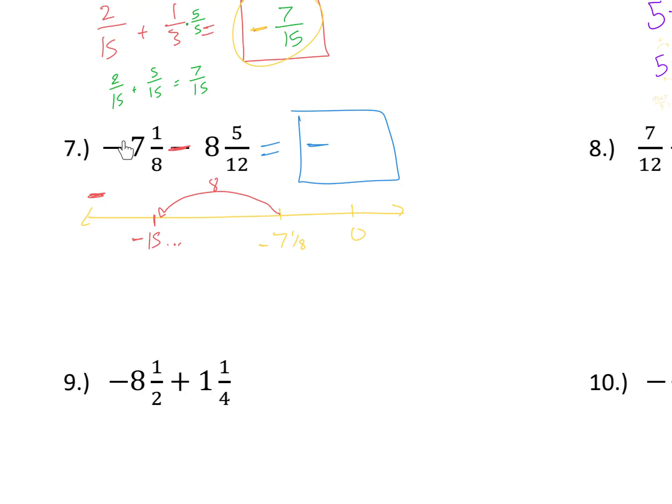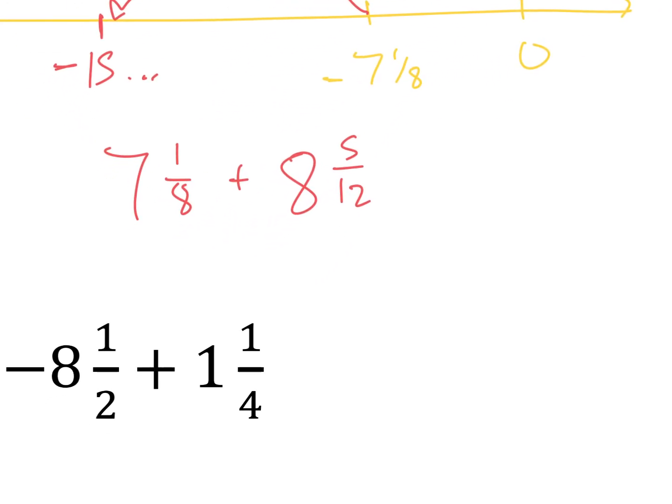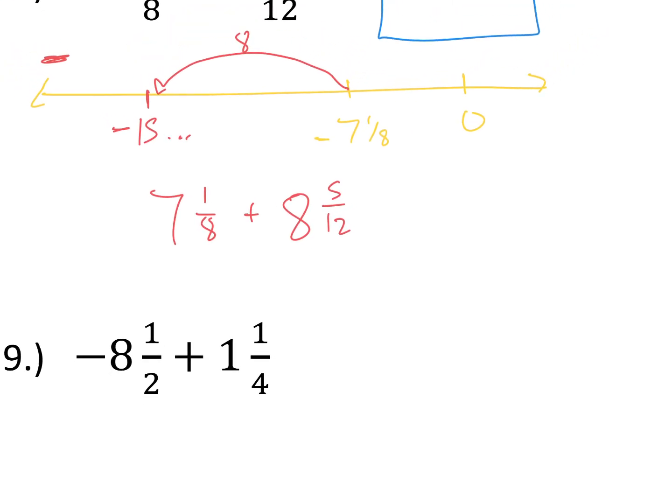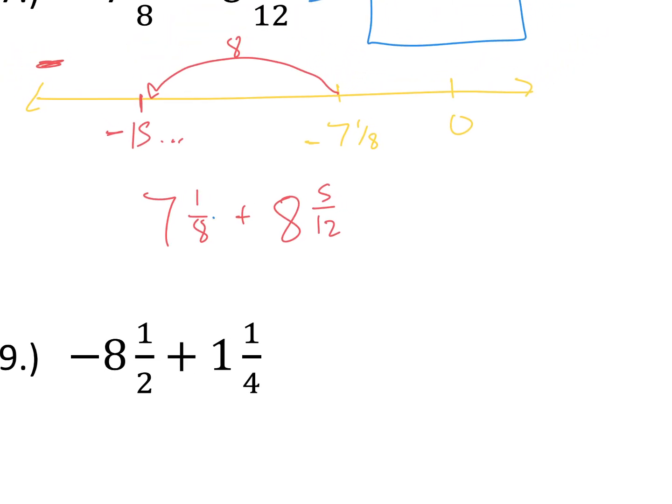A +7 and a +8. So let's do that: 7 and 1/8 plus 8 and 5/12. I would like to do common denominators, because I know that if I multiply this by 3/3 and this by 2/2, I'm going to get 24s. So 7 and 3/24 plus 8 and 10/24.